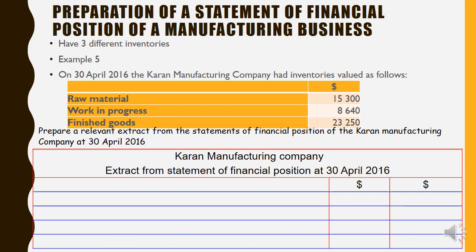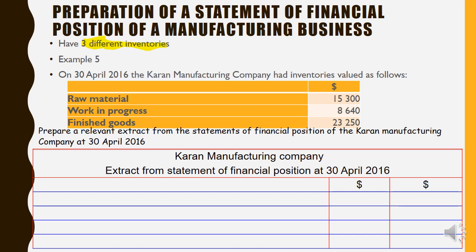Okay, now we do the statement of financial position. We are not going to do the full statement of financial position. We're going to do only the part which is different compared to a normal business. Before we continue, you need to know this. We have three different types of inventories. What are the three different types of inventory? Do you know? Yes, raw material, work in progress, and finished goods.